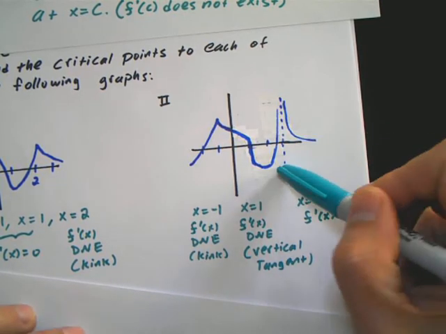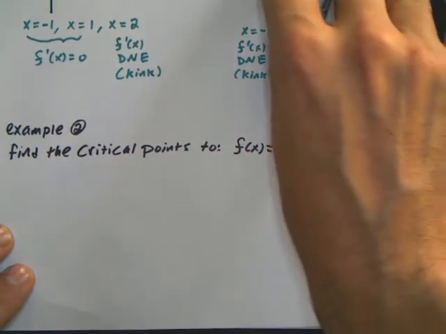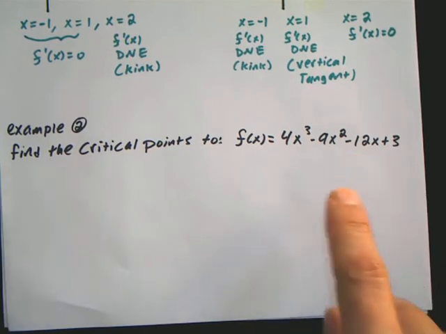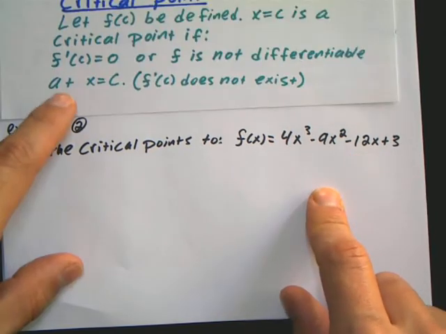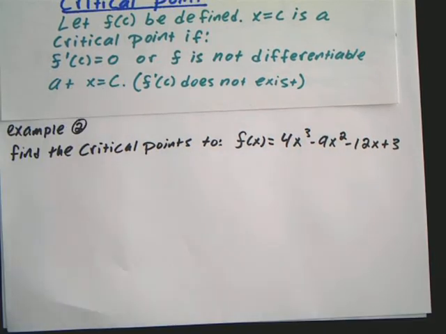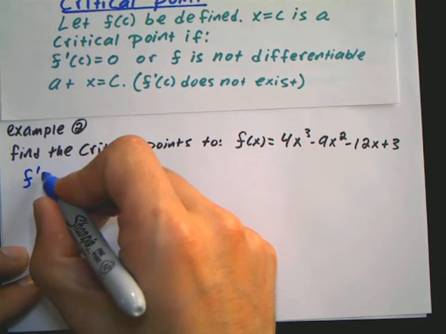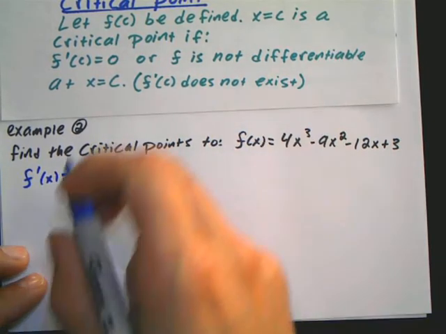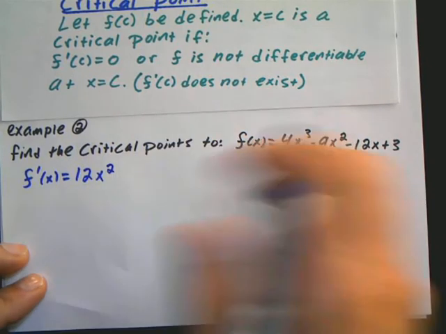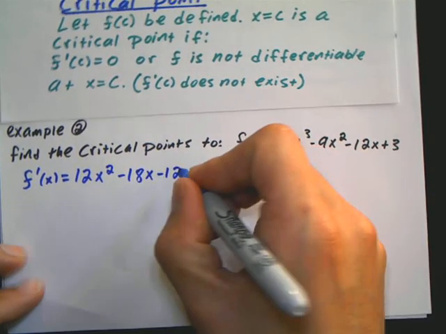Alright, the second example is actually looking at a function. So we're given f of x equal to this. And to find my critical point, I'm just going to be looking for where the derivative is basically equal to 0. The first thing I do is I find f prime using just the regular power rules. For each one of these terms, this is going to be 12x squared. This is going to be a minus 18x. This is going to be a minus 12. And I go ahead and set this equal to 0.